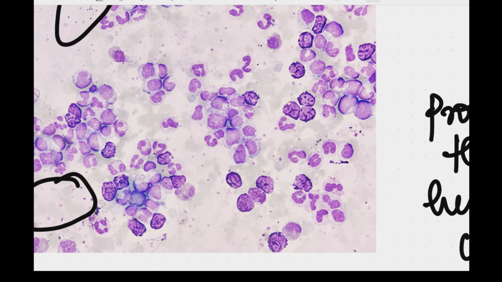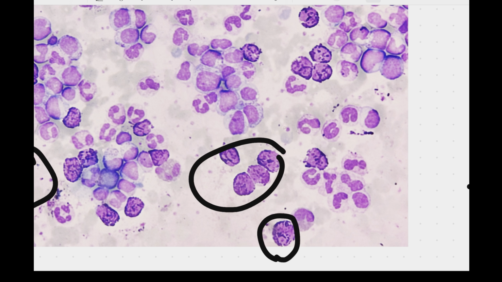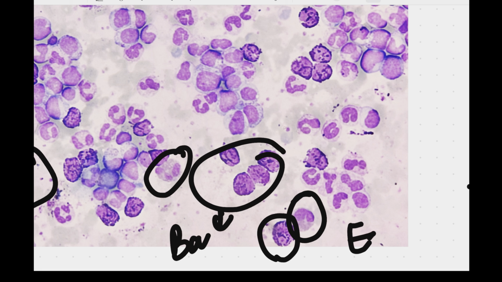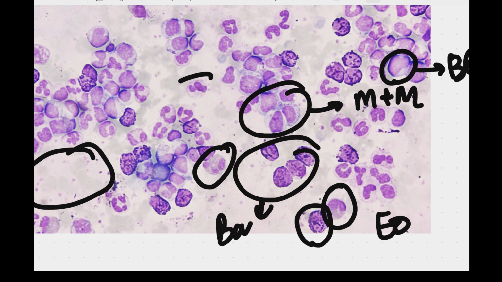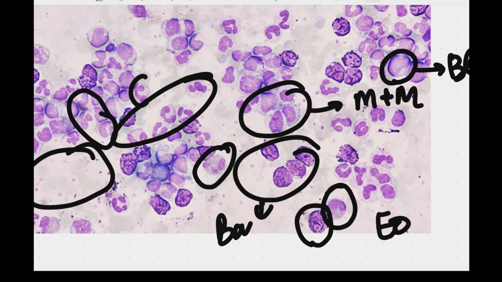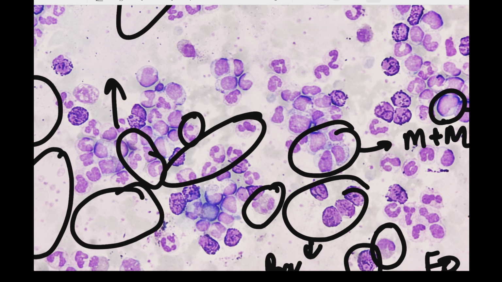Again, just to revise, you know that these are all basophils. They're all eosinophils. These are clusters of myelocyte and metamyelocyte. This is a blast, and all of these ones are stab and segmented, which are the neutrophils.